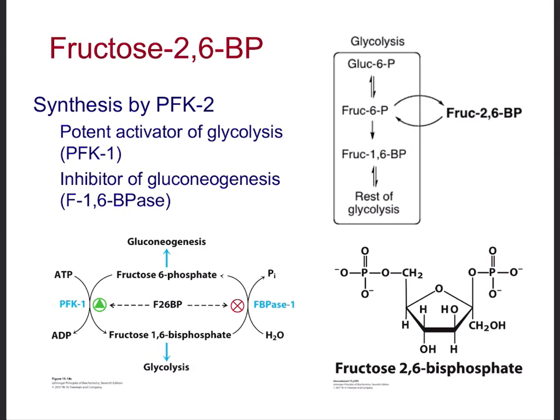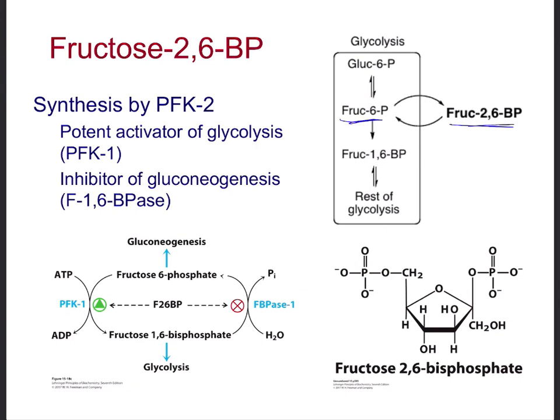Fructose 2,6-bisphosphate is a very important regulator of both PFK1 and fructose 1,6-bisphosphatase. And we only see this in the liver. Basically it is produced from fructose 6-phosphate. We take a small amount of this fructose 6-phosphate out of glycolysis to make fructose 2,6-bisphosphate. And what that does is it is a potent activator of PFK1 and thus activates glycolysis. It's an inhibitor of fructose 1,6-bisphosphatase and thus an inhibitor of gluconeogenesis.